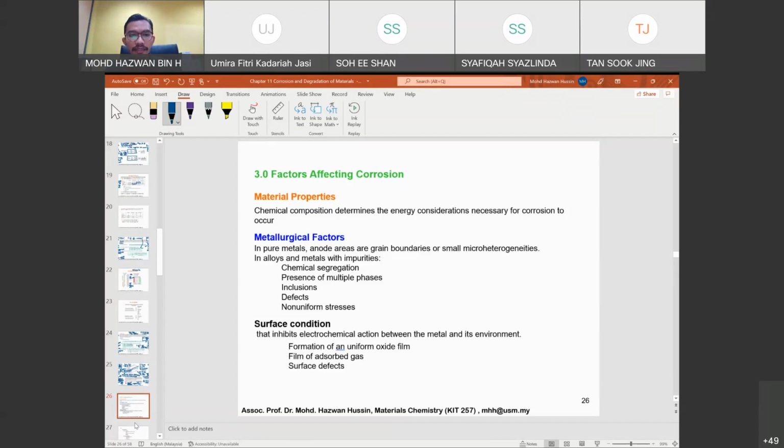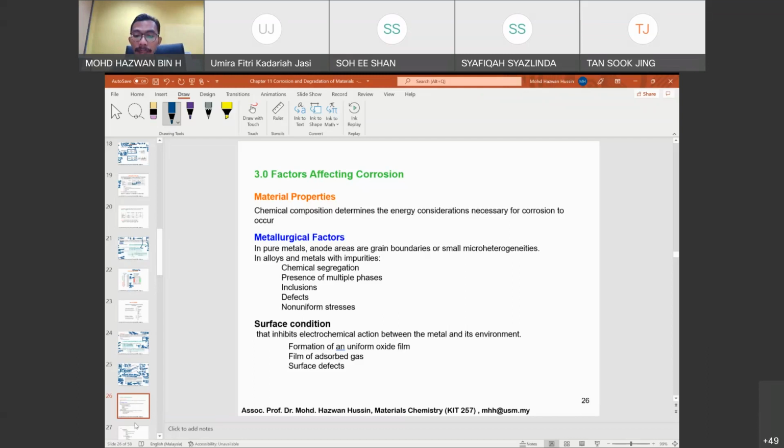Multiple phases we have seen in chapter 9 in phase diagrams, where if you produce an alloy, the metal may not be homogeneous, so you can have multiple phases. And then the impurities also can come from inclusions, defects, and non-uniform stress. Surface condition can also affect the corrosion process. Surface condition inhibits electrochemical action between the metal and its environment. So the formation of a uniform oxide film can also contribute to these factors.